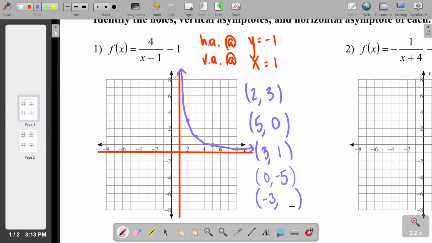On the bottom, what's -3 minus 1? -4. What's 4 divided by -4? -1. -1 minus 1? -2. So I think I have enough right now to play a game of connect the dots. So (0, -5) is down here. (-3, -2) is down here.